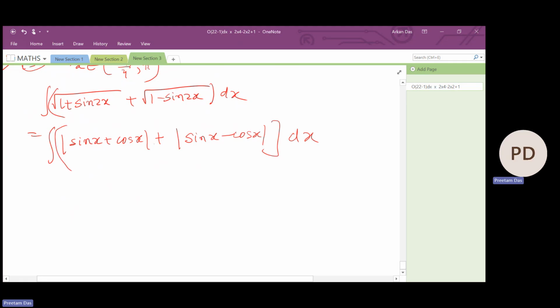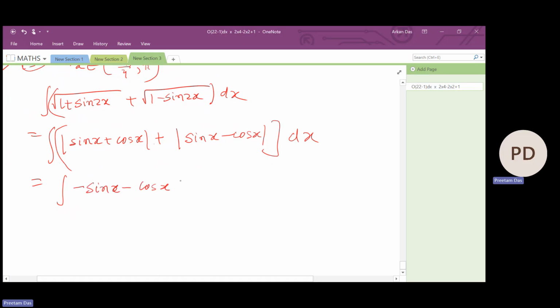Let us take one value. Let us take 150. What will be sine and what will be cos? Sine in that case will be positive, second quadrant, so that will become half. And the next one will become minus root 3 over 2. So negative. So what will you do? We'll put a minus here: minus (sin x minus cos x).